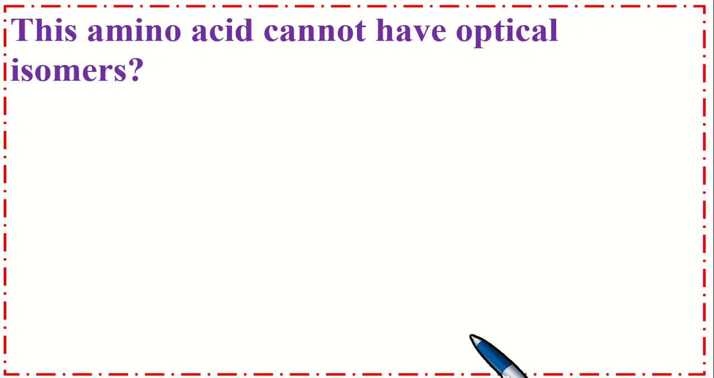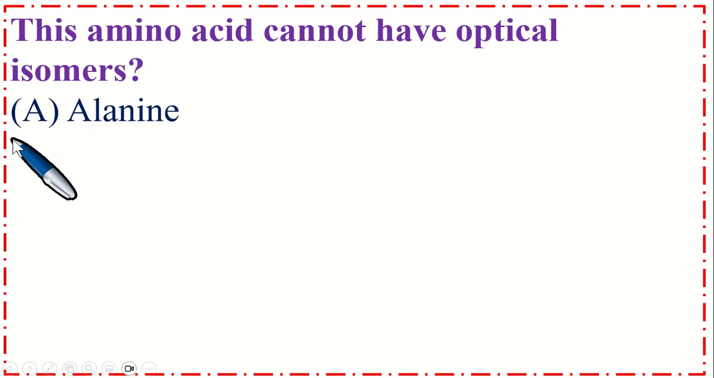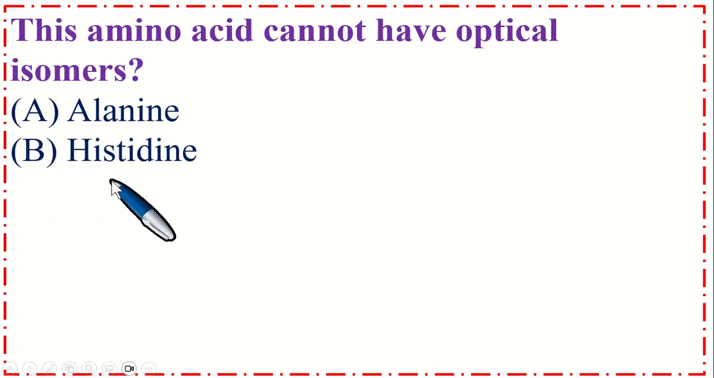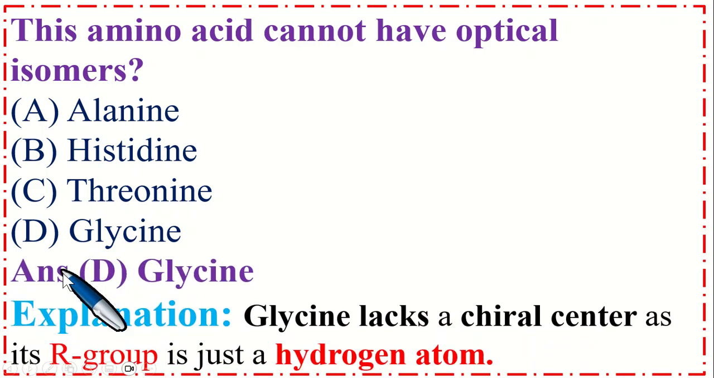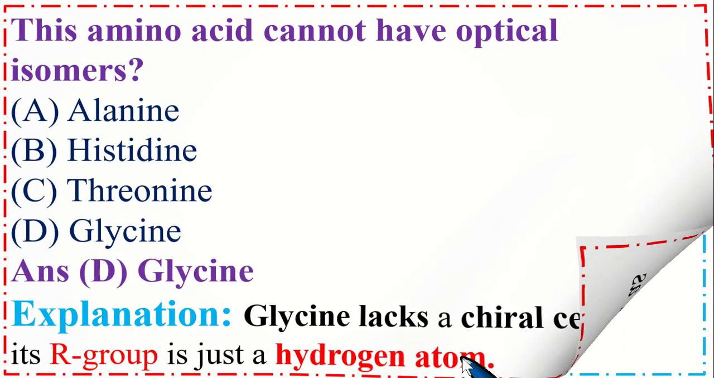Dear students, this is a very important MCQ. This amino acid cannot have optical isomers. Option A alanine, B histidine, C threonine, and option D glycine. So the correct option is D, glycine. Glycine lacks a chiral center as its R group is just a hydrogen atom.